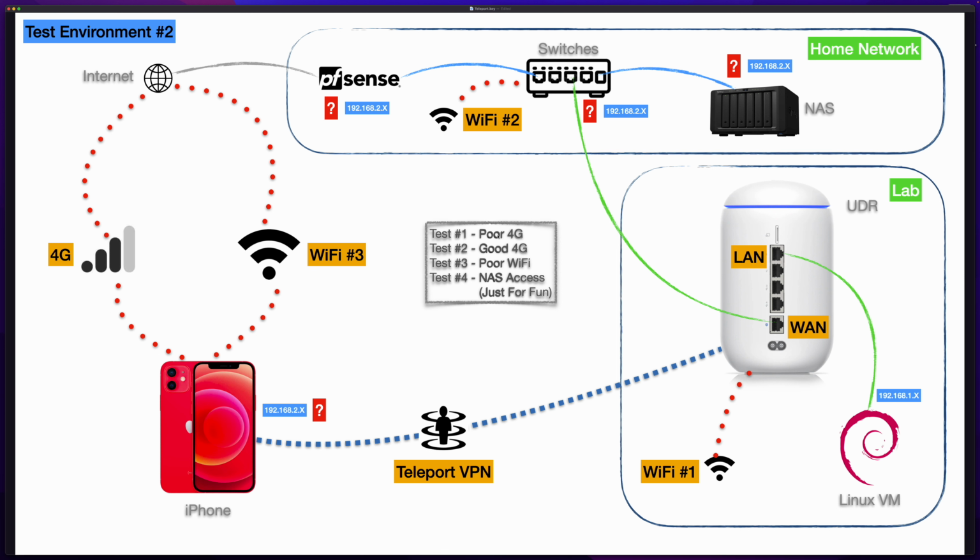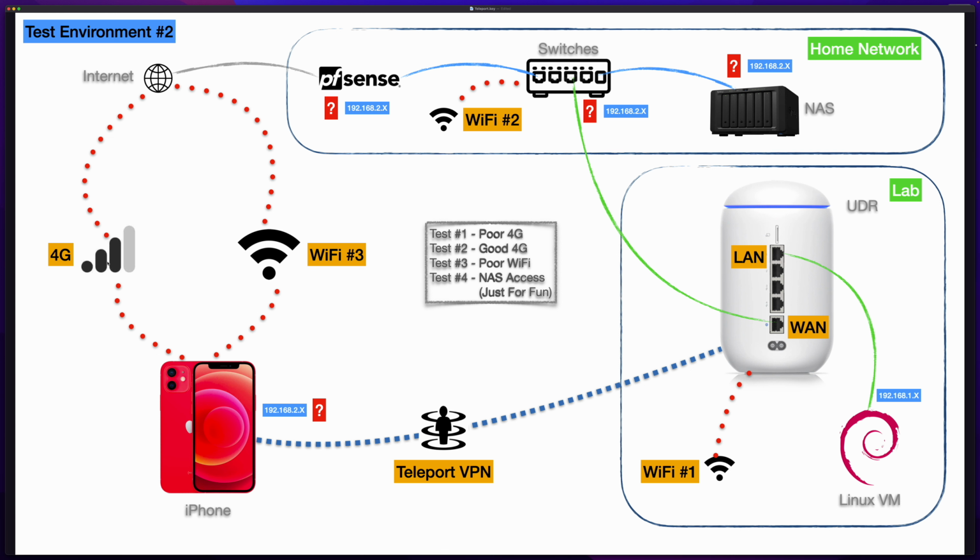For test number 1, it doesn't matter whether you put the UDR as your main router or behind your main router. The speed is pretty much the same in my case because I have a very bad wireless connection, right? So I won't repeat test number 1 because it will have the same result as you just saw. So let me start with test number 2.